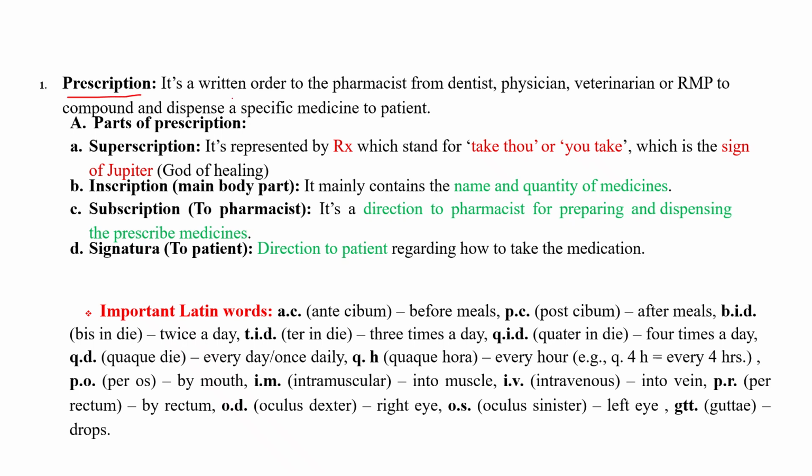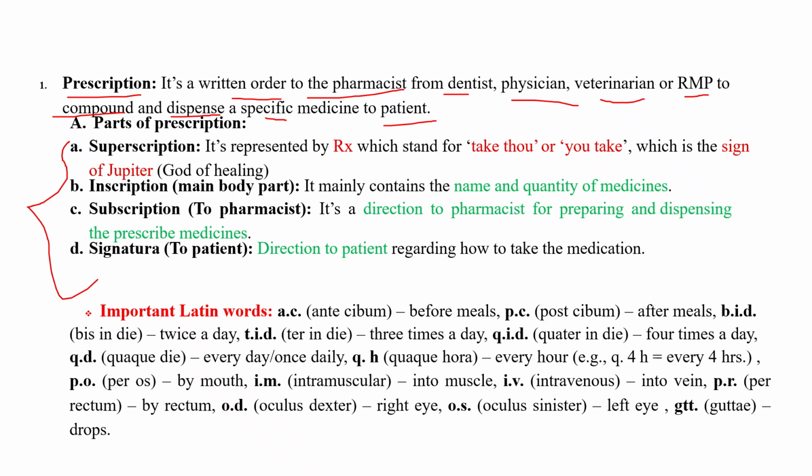So a written order from the dentist, physician, veterinarian or RMP, registered medical practitioner, to the pharmacist for the patient, to compound as well as to dispense a specific medicine. That is nothing but the prescription. So different parts of prescription are there. For GPAT or NIPER point of view, these four parts are important. Please try to remember these four parts.